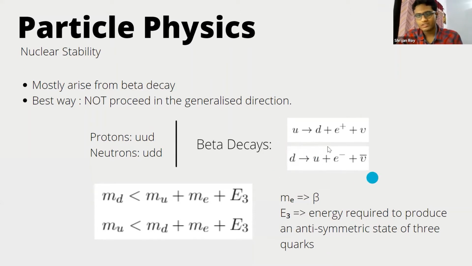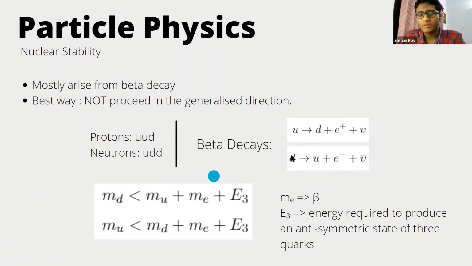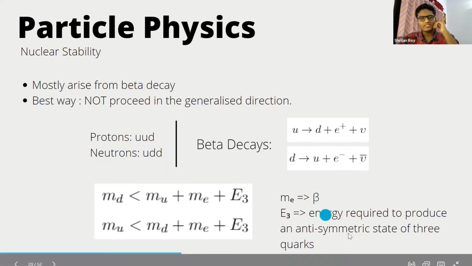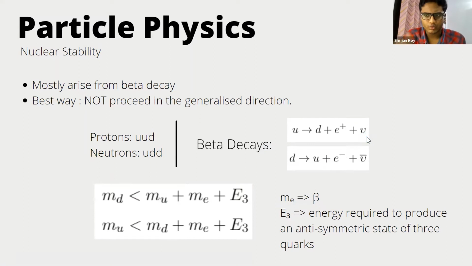D goes to U plus electron plus antineutrino. So basically, we don't want this reaction to proceed in the generalized direction. So the constraint that comes out of this whole analysis is this: MD is less than MU plus ME plus E3, where ME is the mass of the electron, MU is the mass of the up quark, MD is the mass of the down quark, and E3 is the energy required to produce an antisymmetric state of 3 quarks, so that is from the UUU to the UUD state.